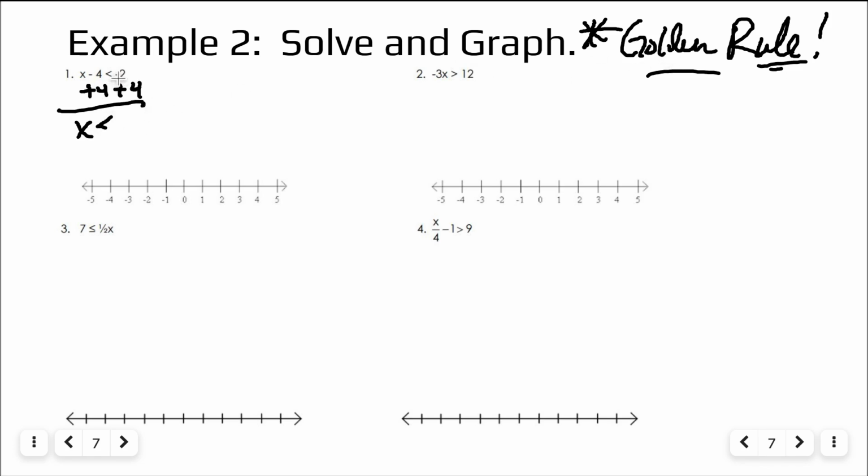So that means negative 2 plus 4, signs are different. Subtract the numbers, take the sign of the higher number. X is less than 2. So I'd put an open circle on the 2 and draw my arrow to the left.